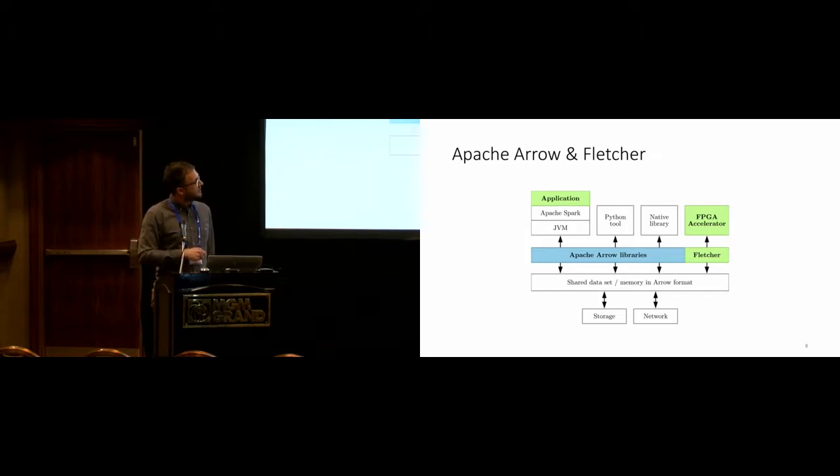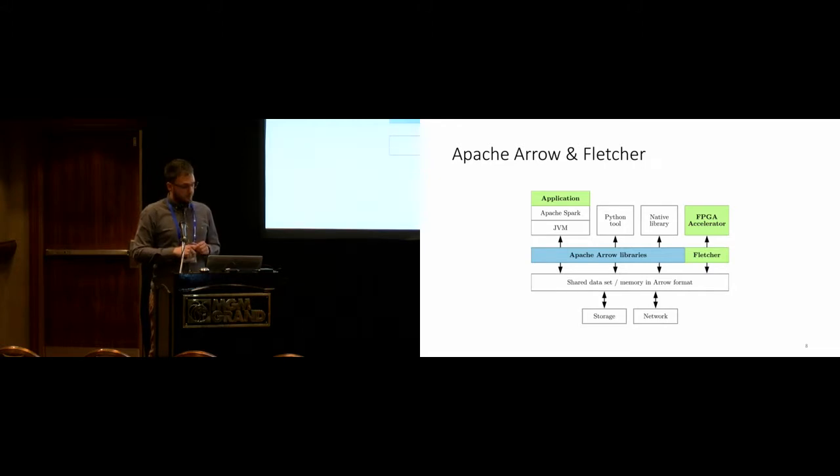But nobody was working on FPGAs. So we thought, let's do that. We can do that because of several reasons. The main reason is the data in memory is standardized through the format specification of Arrow. So that means that if we know the type of the data, we know how big it is or where the data is in memory, then we can load it onto the FPGA.